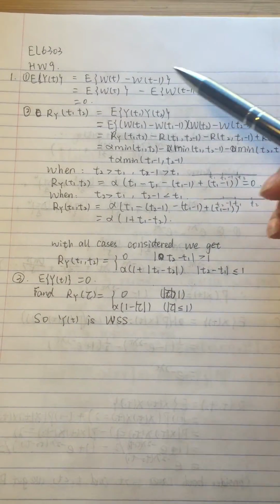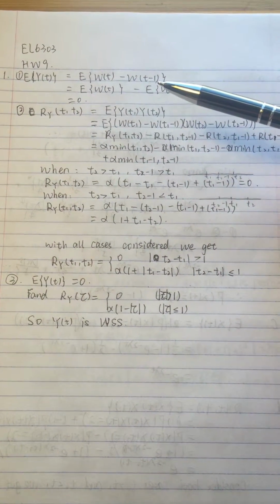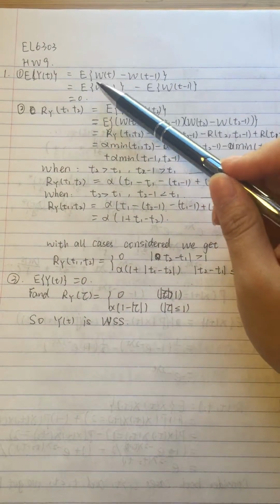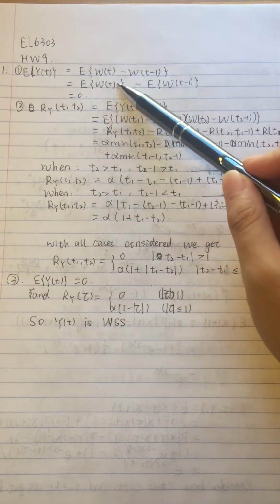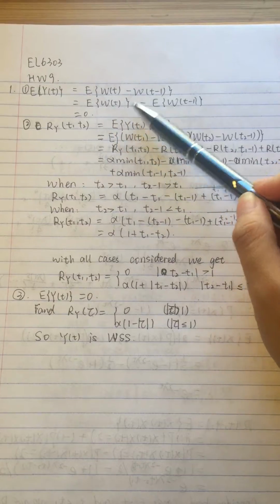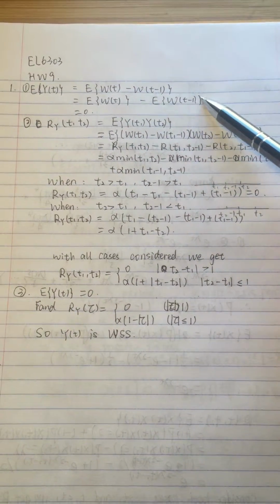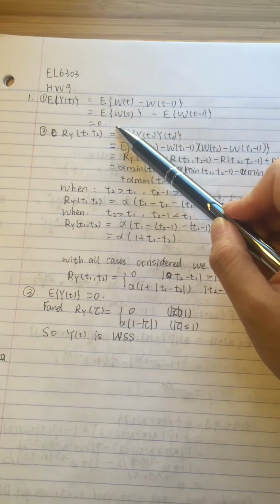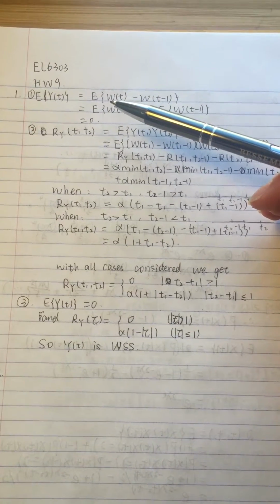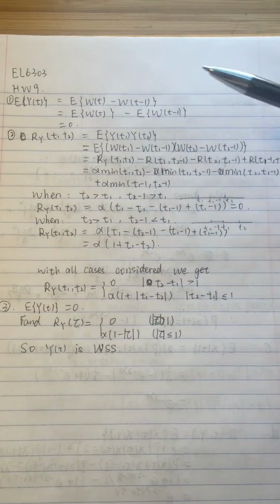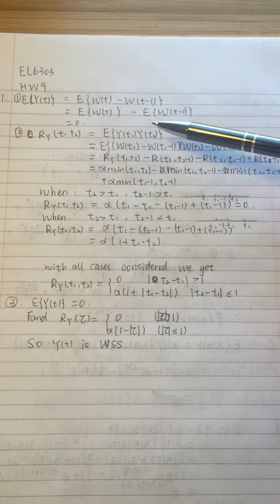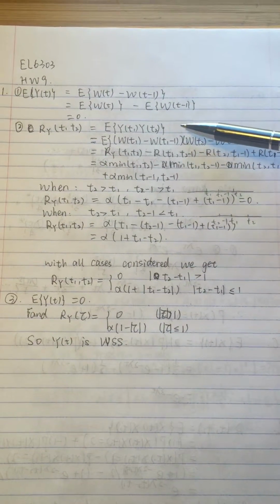Problem 1. First, we know that the expectation value equals 0 for W_t. So the expectation of Y_t equals the expectation of W_t minus W_{t-1}, which equals the expectation of W_t minus the expectation of W_{t-1}, which equals 0. And for the problem 1, the autocorrelation R_Y(t1, t2) is the expectation of Y_{t1} times Y_{t2} according to the definition.